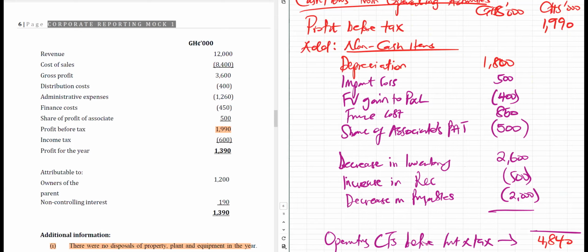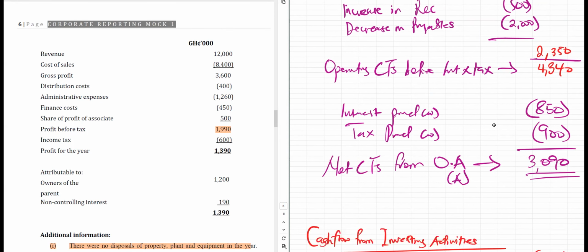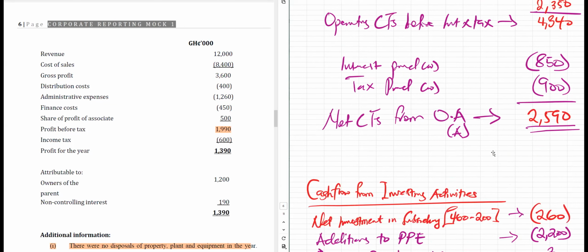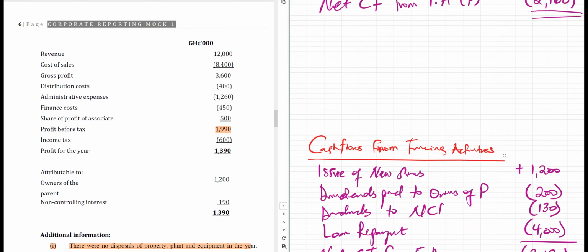So I believe this one should give us 2350. 2350 plus 1990. That's 4340. So 4340 minus 850. You see how this thing can be frustrating, right? So in exam, don't try balancing it off. That's why I showed you the other way of doing this thing. So now try and see if it will balance.